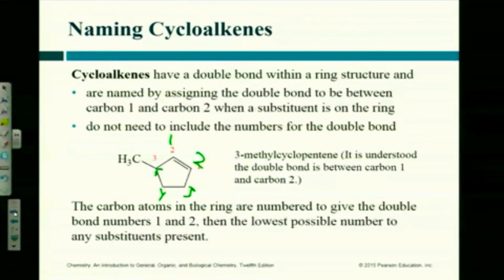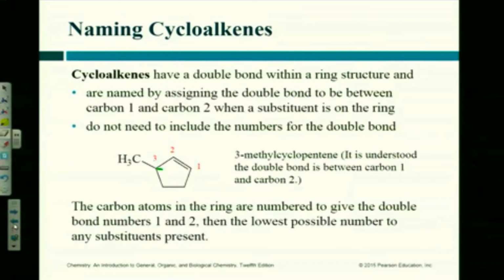Right? That's not correct, because this would be 5-methyl cyclopentene, and 3 is less than 5. So you number in the direction that gives you the lowest possible number. Why is the 1 and 2 placed there? Because the double bond is always between the 1 and 2 carbons in a cyclo compound. So it's always between the 1 and 2.